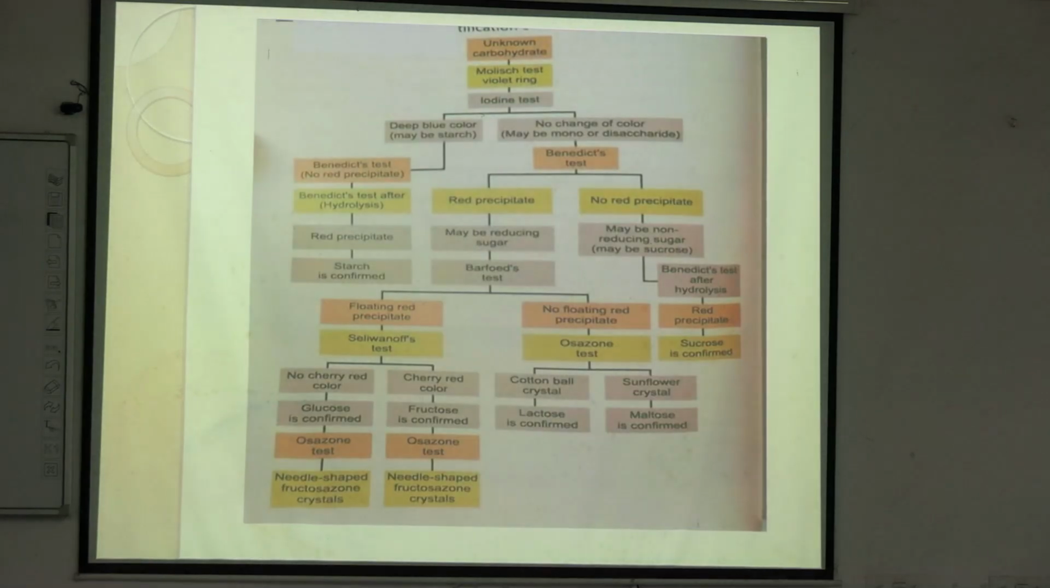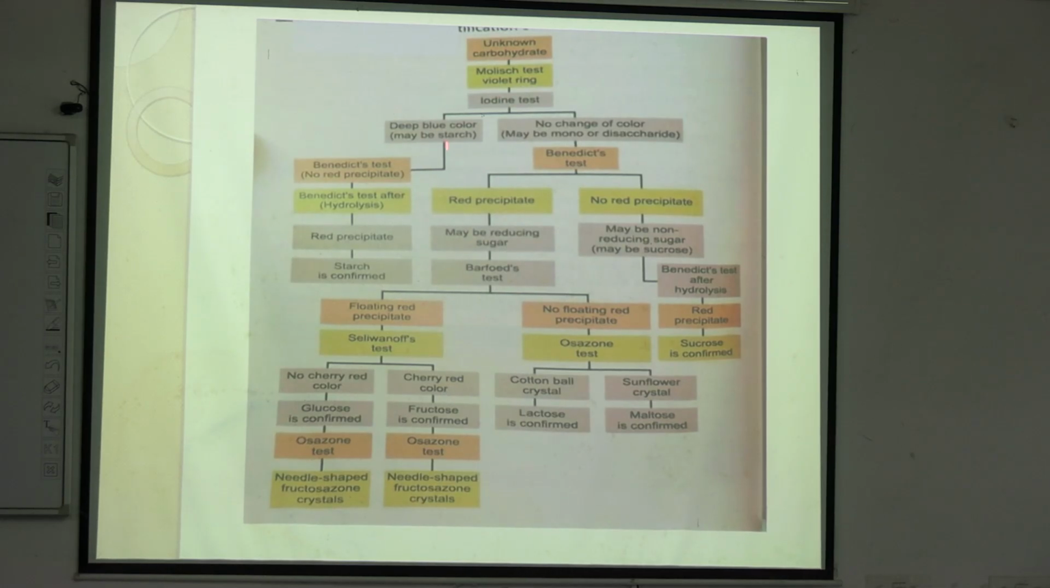Now, here is the flow chart. How to differentiate individual carbohydrates. What I told you: unknown carbohydrate solution or unknown solution. By Molisch test, we will determine whether it is carbohydrate or not. Okay, it is carbohydrate, a Molisch test giving violet ring. Now we will perform iodine test to differentiate whether it is polysaccharide, starch, or monosaccharide or disaccharide. Deep blue color in case of iodine will be positive in case of starch.